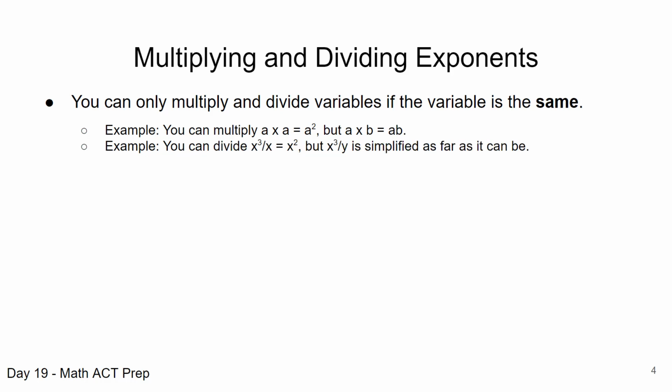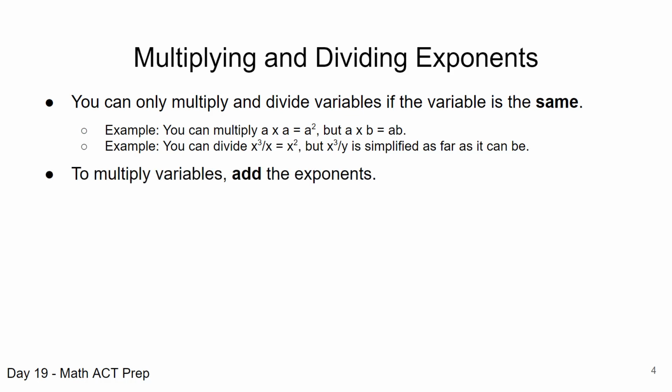Same thing with division. If we had x cubed divided by x, we can simplify that to x squared. But x cubed divided by y, that's as simplified as far as we can go. So we can only do these things with the exponents when we have the same base.